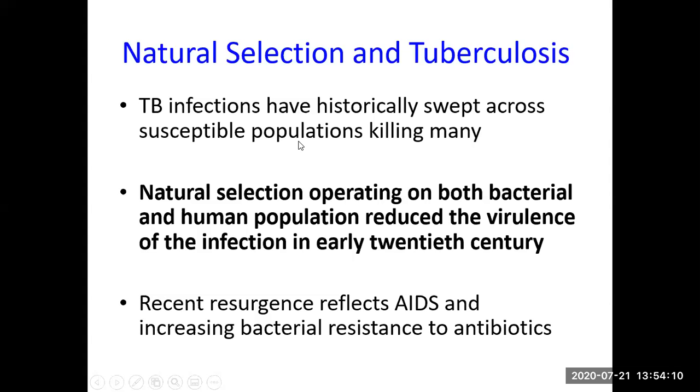Natural selection and tuberculosis. TB was a dreaded disease. When you go back a few decades, anybody who got TB, it was like a death warrant. They would have to go to sanatoriums, and nobody knew if this person was going to survive. And then over the course of years, natural selection acted on this disease. It operated on both the bacteria causing TB, Mycobacterium, which acts on human beings, and the human population. And then it reduced the virulence of the infection.